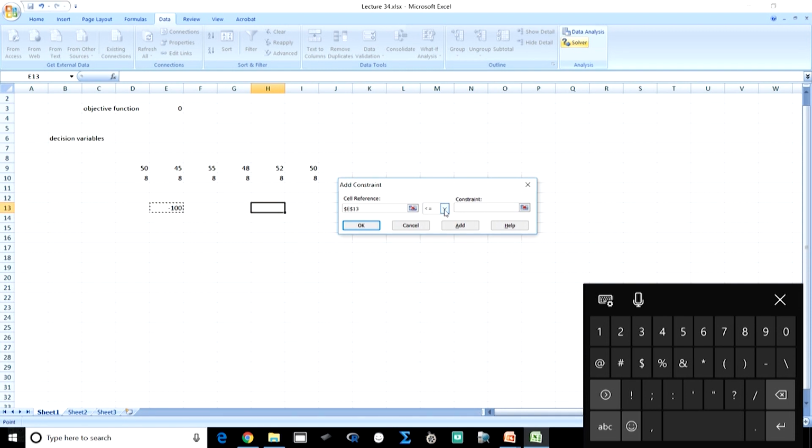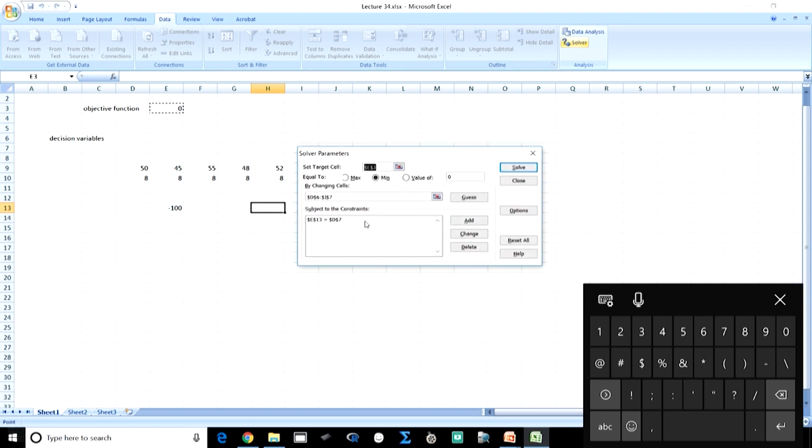This is equal to, and the right side value is the inventory available at the end of period 1, that is D7. So, this is D7, and we have added this constraint. This becomes the addition of a constraint. Similarly, you will add the remaining 5 constraints, and then you press the solve button, and automatically the result of this calculation will come.